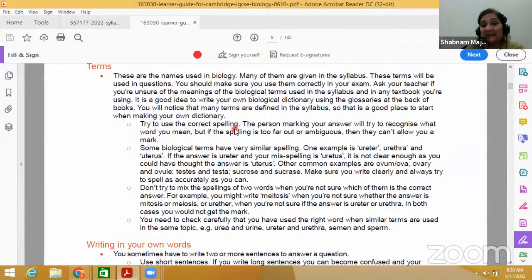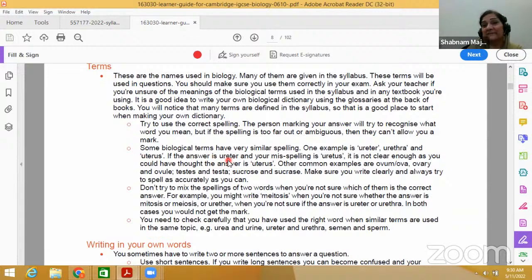Now, with correct spelling, the person marking your answer will try to recognize what word you mean. But if the spelling is too far out or ambiguous, then they can't allow you a mark. Some biological terms have very similar spelling. One example is ureter. Ureter is your excretion topic in IGCSE, and even in O levels it's the excretion topic. Ureter, urethra, uterus. Ureter and urethra are in the human urinary system, both in the excretion topic, but uterus is in the human reproduction topic in both O levels and IGCSE.